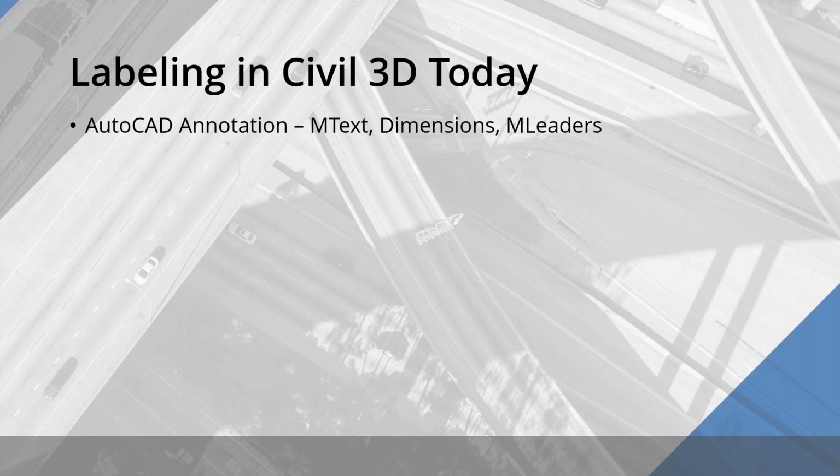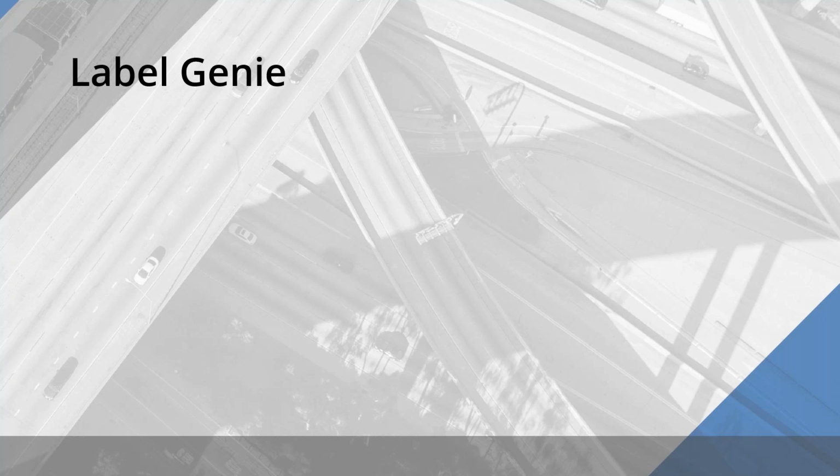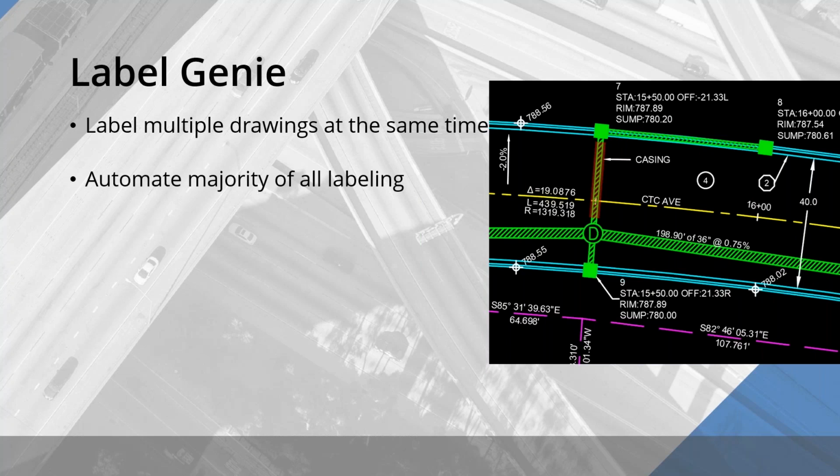Labeling our sheets, we have AutoCAD annotation, we have Civil 3D annotation to put together all sorts of different varieties of sheets, whether it's just labeling polylines or some blocks or pipe networks or you name it. And so Label Genie is a new tool we're releasing soon, and I want to give you guys a little taste of it today. But what it's about, among many other things, is labeling multiple drawings at the same time and doing this in an automated way across the majority of all the different label types you have there.